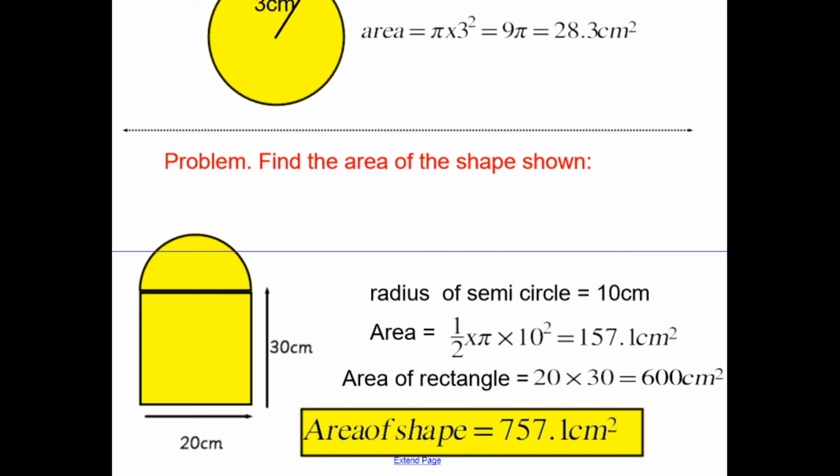Back to this problem we had before, same shape. Now we need to find the area, not the perimeter. And it's made of 2 bits, the area of this plus the area of this. The area of this semicircle is half the area of a circle, which is a half pi r squared, where r is 10 centimeters, which gives us 157.1 centimeters squared. The area of the rectangle is just 30 times 20, which is 600 centimeters squared. So the area of the shape is those two together, 751.1 centimeters squared.